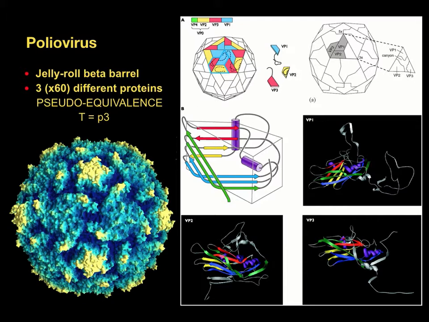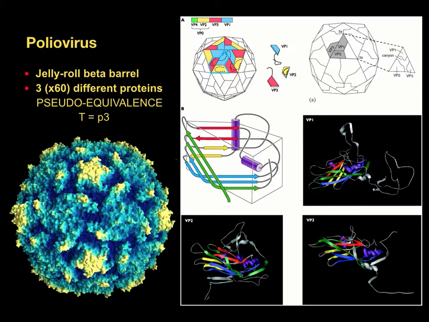Well, in poliovirus, there are three different protein subunits that form the capsid. So we do not have the same protein taking three different conformations to form the capsid. We have just three different capsid units. That's what we talk about, pseudo-equivalence. So the way we would name the T number in this case would be with a P before the three. So the T number of poliovirus would be P3.